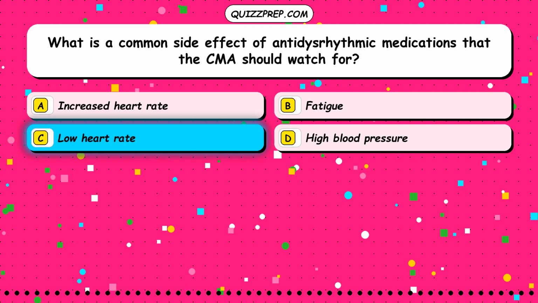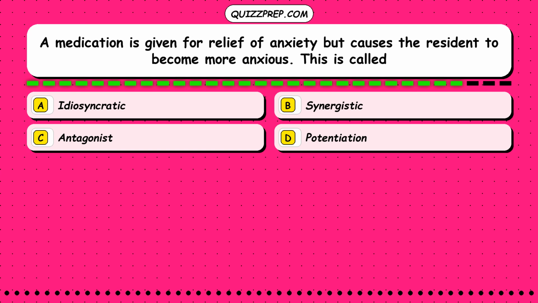The correct answer is option C, low heart rate. Question 370. A medication is given for relief of anxiety but causes the resident to become more anxious. This is called option A, idiosyncratic. Option B, synergistic. Option C, antagonist. Option D, potentiation.